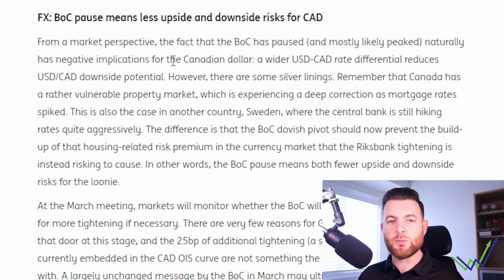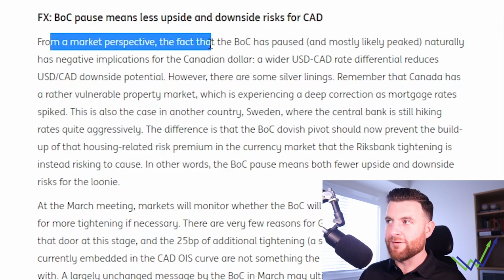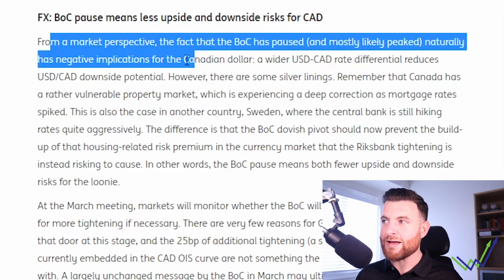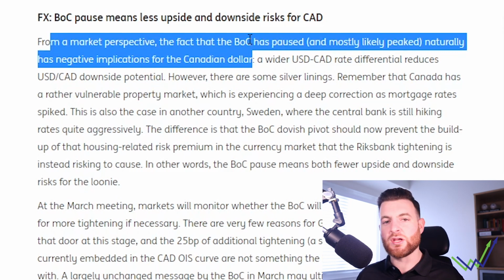So if the Bank of Canada does cut, then the Canadian dollar will fall, and I can guarantee you on that. For further confirmation, we go to this ING article that states, from a market perspective, the fact that the Bank of Canada has paused and most likely peaked naturally has negative implications for the Canadian dollar. Much like we just said, if the Bank of Canada doesn't get inflation under control using its interest rates, then there could be a further slide in the Canadian dollar.